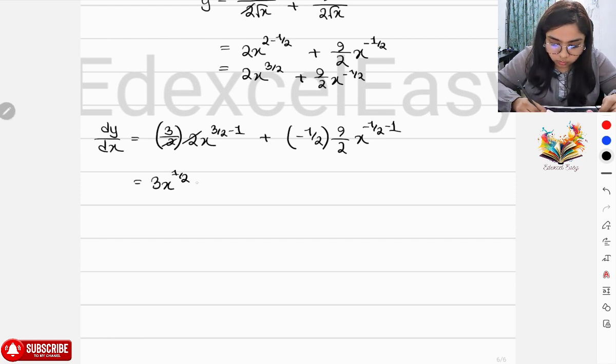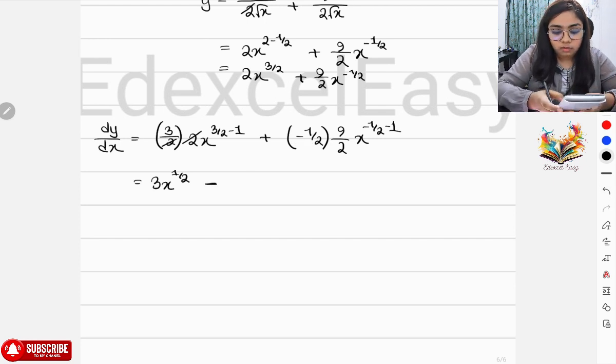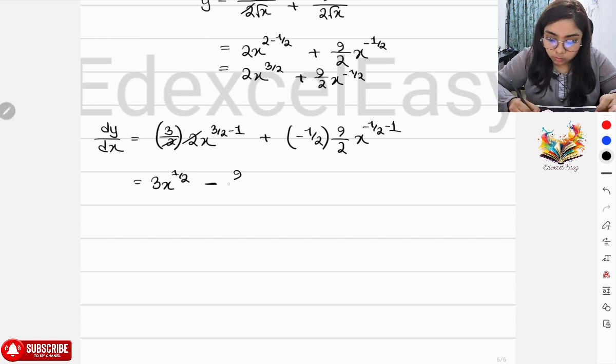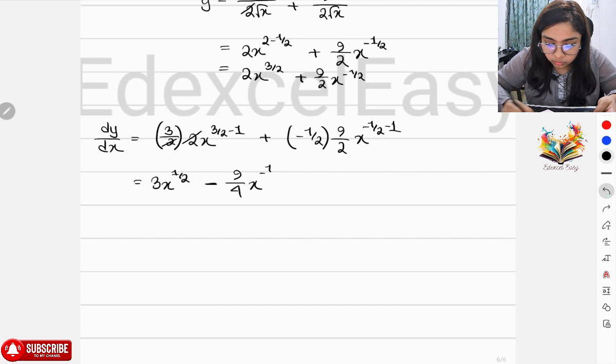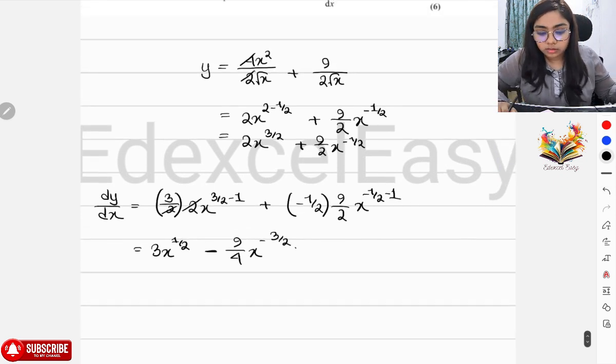So this will be positive half. And this over here becomes negative. Minus and plus will leave you to be negative. So half multiplied with 9 over 2 actually gives you 9 by 4. So it will be 9 over 4 x to the power of minus half minus 1, which will give you, I think, minus 1.5. Yeah, minus 1.5, which is 3 by 2.